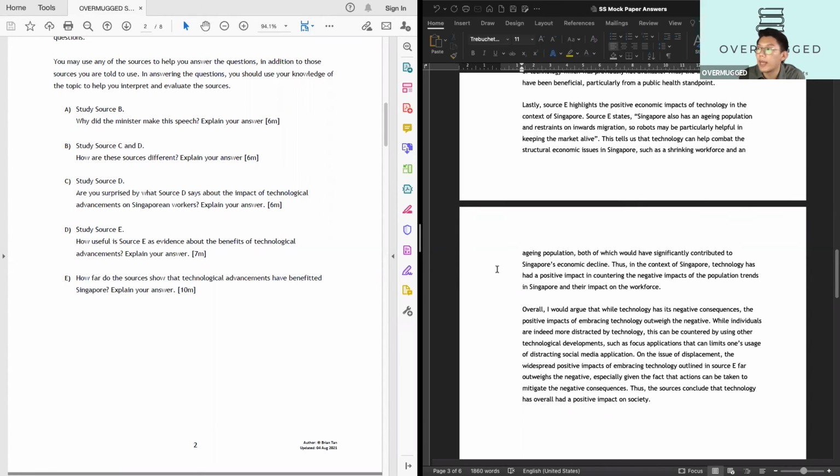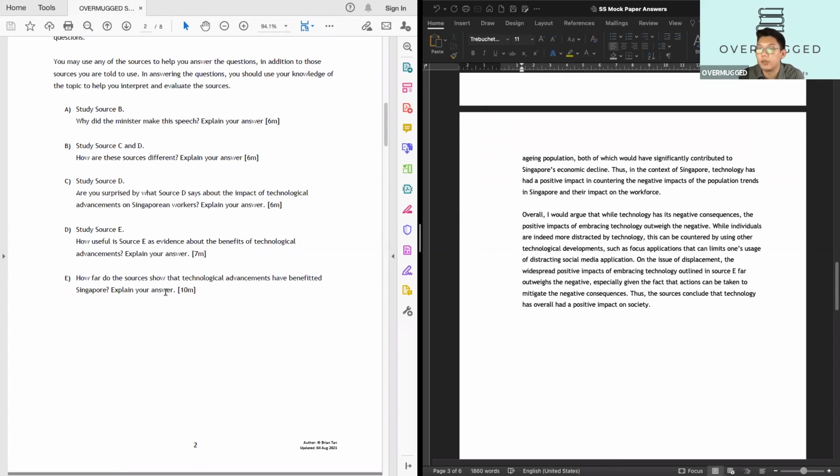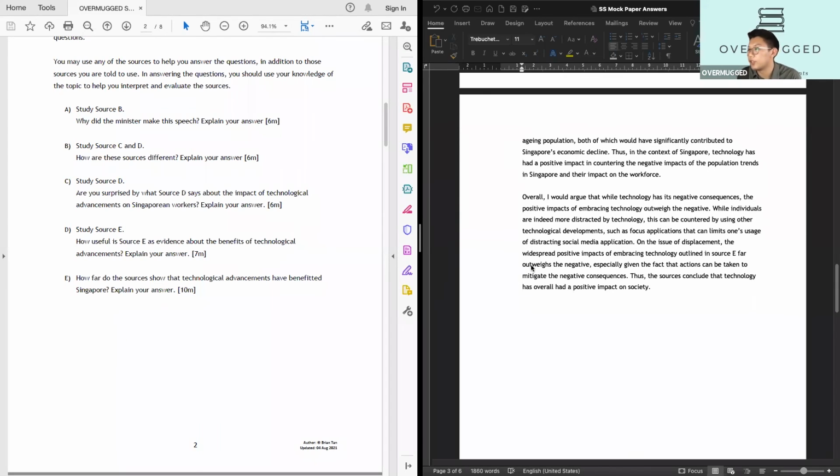So actually, I've come to the end of going through the source-based skills. Again, I won't be going through the structured essay questions because the answers are quite self-explanatory. You can find them in the answer sheet later. What I'll be doing is to deal with the questions that have been raised here.